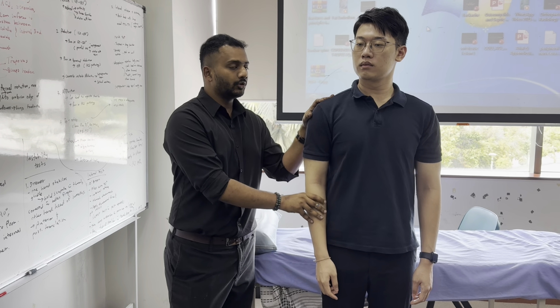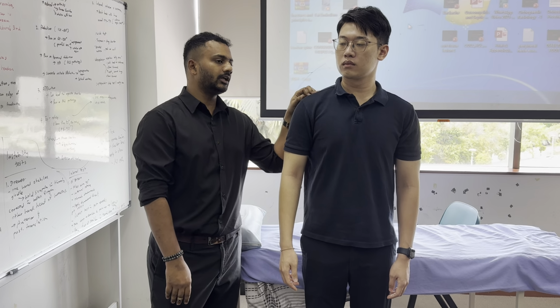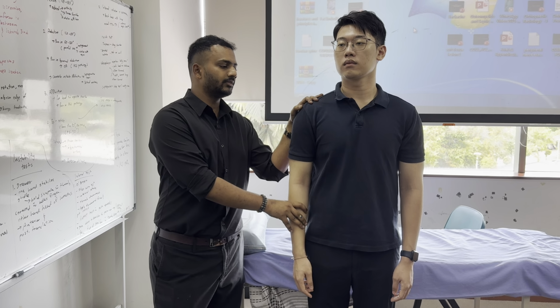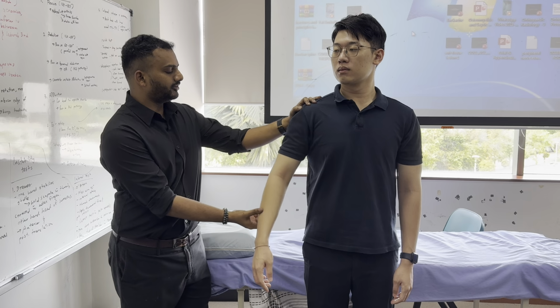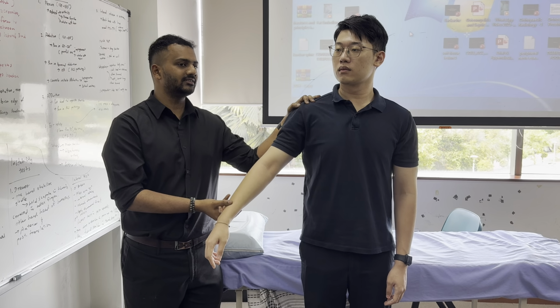So if you cannot initiate abduction, it means supraspinatus tear is possible, or severe compression of the supraspinatus, or weakness of deltoid. Then if they have tenderness between 60 to 120 degrees, what does it mean?